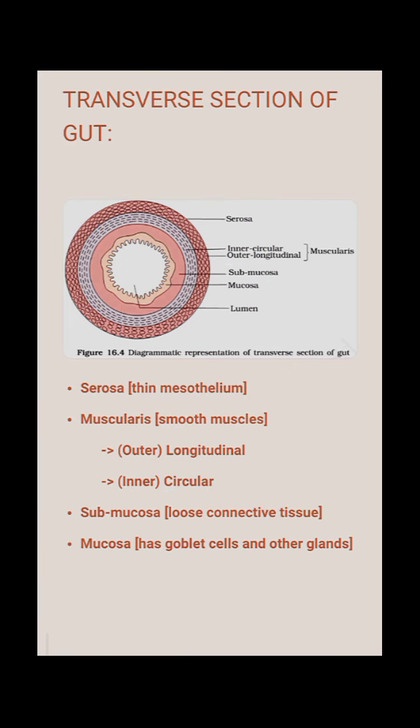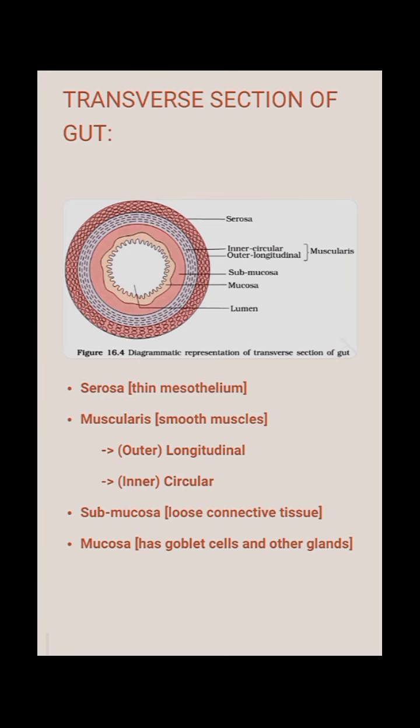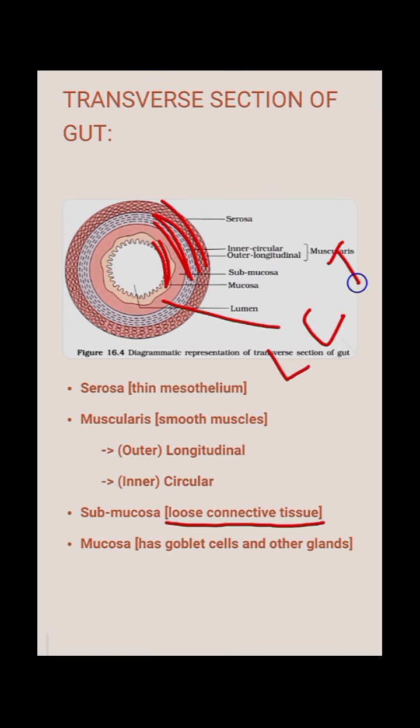Then let's move to the next part, the submucosa. Submucosa is nothing but loose connective tissue, which connects the outer muscles to the inner part. So this part is the loose connective tissue, and that is named submucosa.